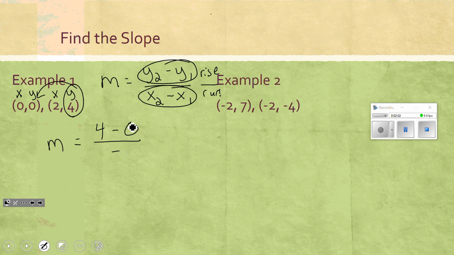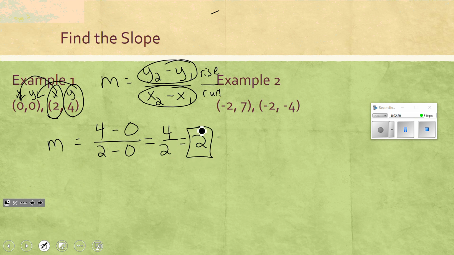Now, here's what does matter. It doesn't matter which y you start with, but whatever y you start with, you must start with that same coordinate when you pick the x on the bottom. So because I started with the 4, I'm now going to start with the 2 and subtract the 0. So 4 minus 0 will be 4, and 2 minus 0 will be 2, so that this line has a slope of 2, positive 2.